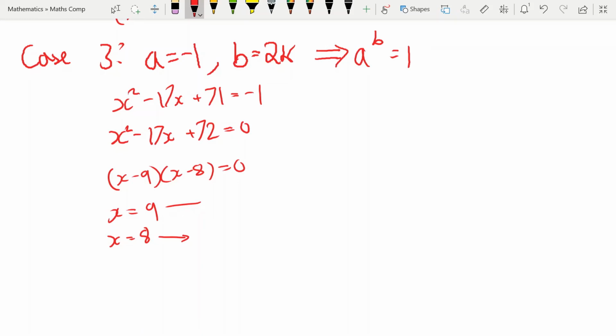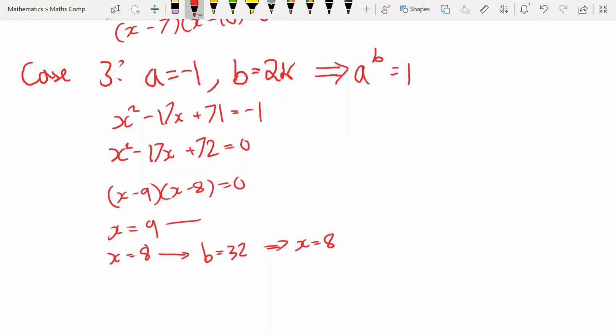So when you plug x equals 8 in, you get b is equal to 32, which is even. So that means therefore x equals 8 is a valid root. And when you plug x equals 9 in, you get an odd number. Therefore, x equals 9 is not a valid root.